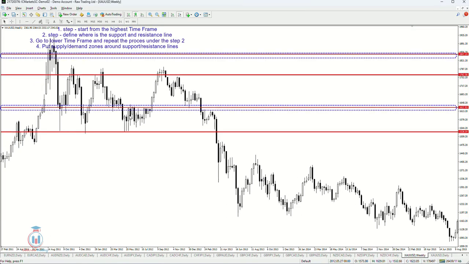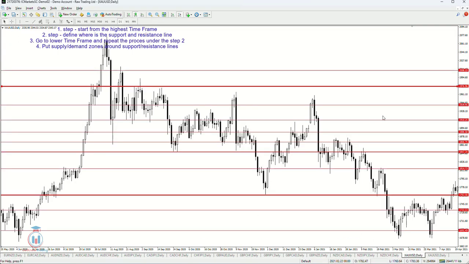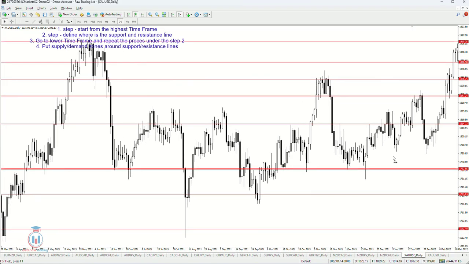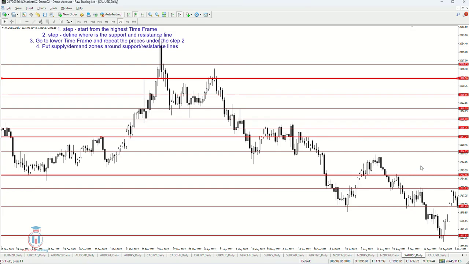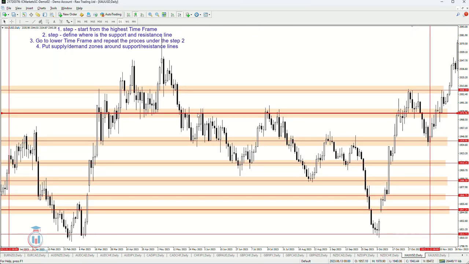You also put horizontal support and resistance lines on the chart, and then you move back down to the daily and see where the price is touching this area around the price level that you are currently watching. And then as a final step you put an area which represents a supply and demand zone around these support and resistance levels. After that you move forward with the analysis of how to trade these support and resistance lines, and this will be covered in the next video.